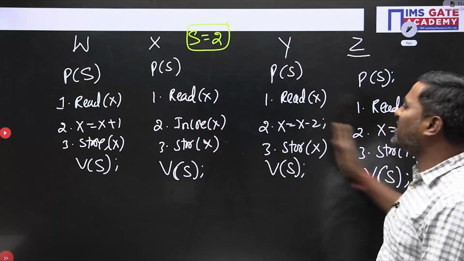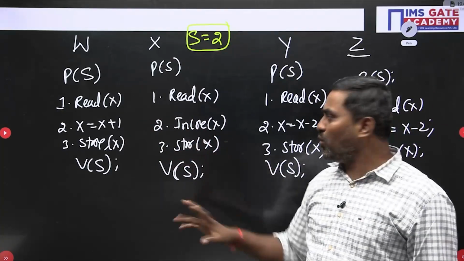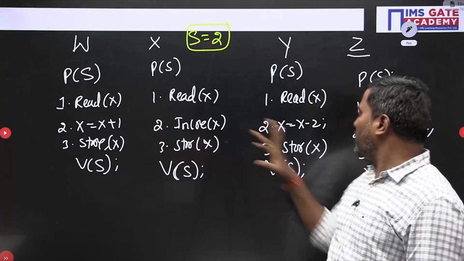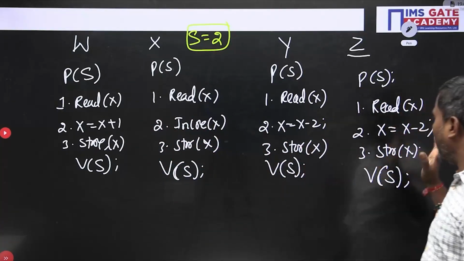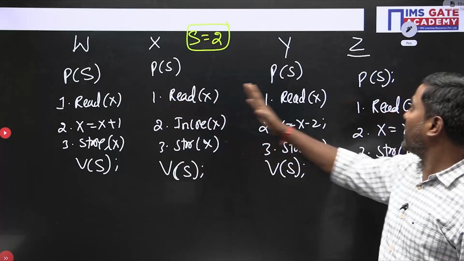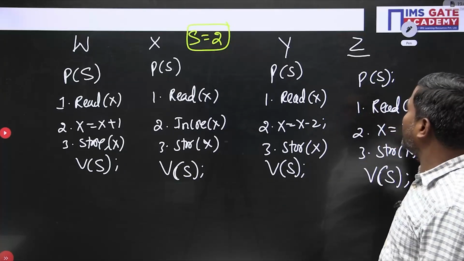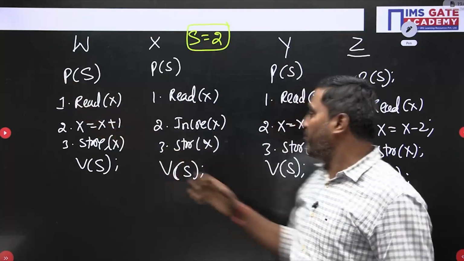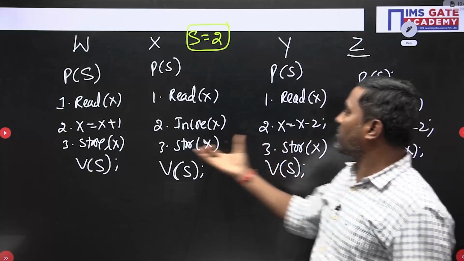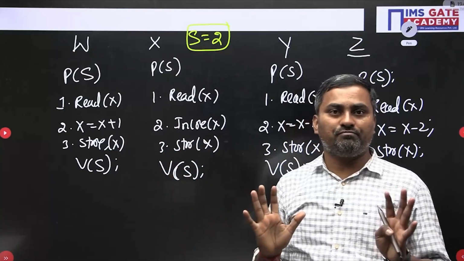If I run sequentially, what happens? The initial X value is 0, this makes 1, this makes 2, this makes 0, this makes minus 2. If I run W, X, Y, Z sequentially, you will get minus 2. If I run Z, Y, X, W in reverse, this makes minus 2, minus 4, then increments, and minus 2 only we will get.